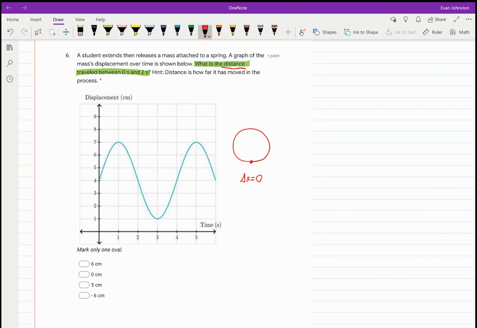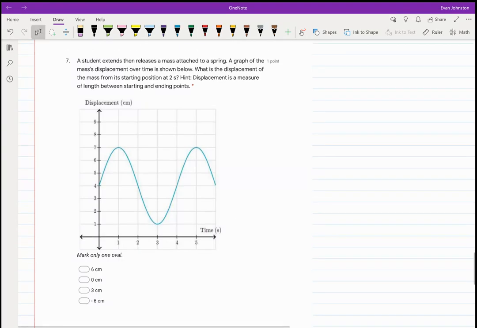And so what is the distance traveled? Well, from 0 to 2 seconds, we start at 4, and then we've gone all the way up to 7. So we've already gone 3 centimeters. And then to 2 seconds, we're down here. We've gone another 3 centimeters. So from 4 to 7, that's 3, and then 7 back to 4, that's another 3. Well, we've moved 6 centimeters.